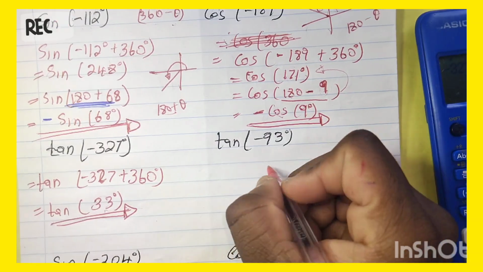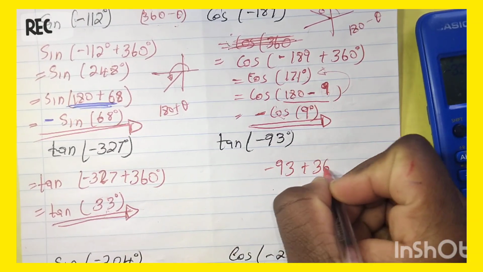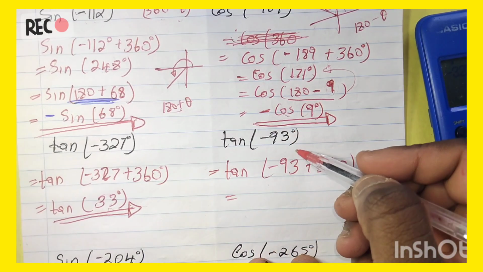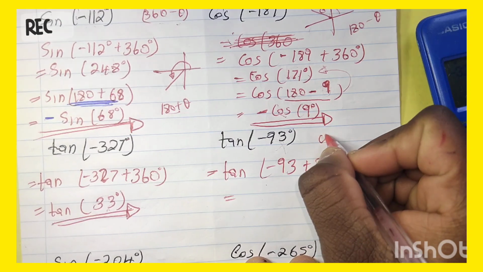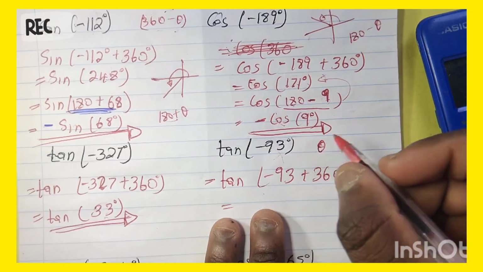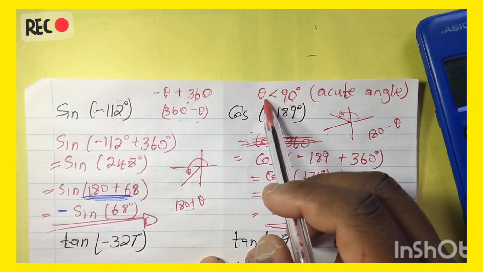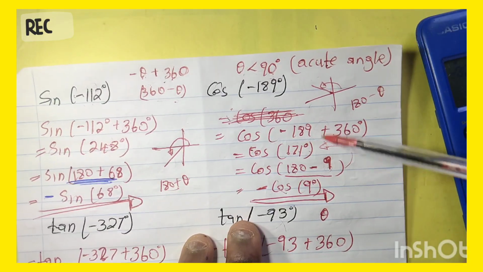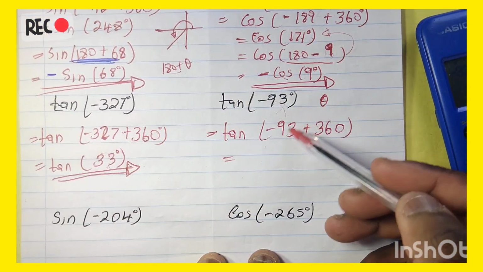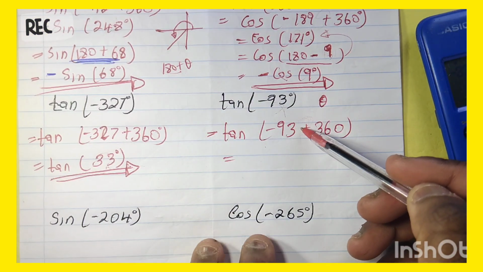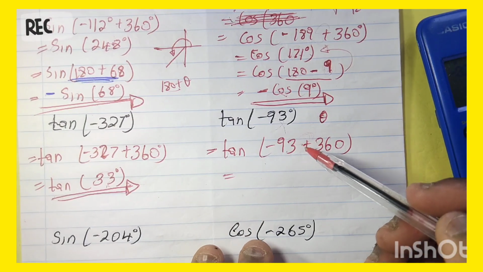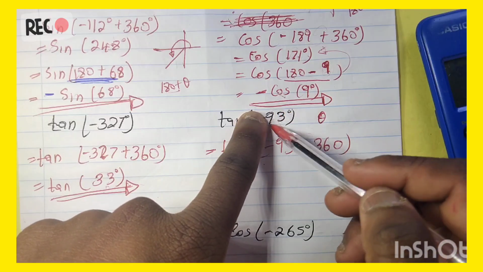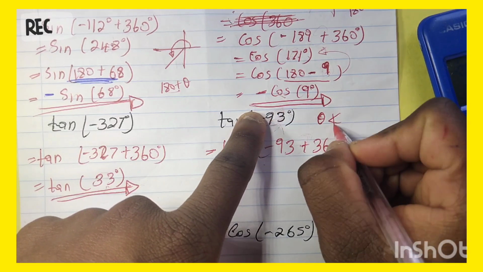Then coming to this one, what do you do? I can add 360, which is tan. And since this negative angle is not less than 90, you press this, you get your answer. So here I'll just press this and I'll get my answer, since it is not less than 90. It's greater than 90. It is not less than 90.